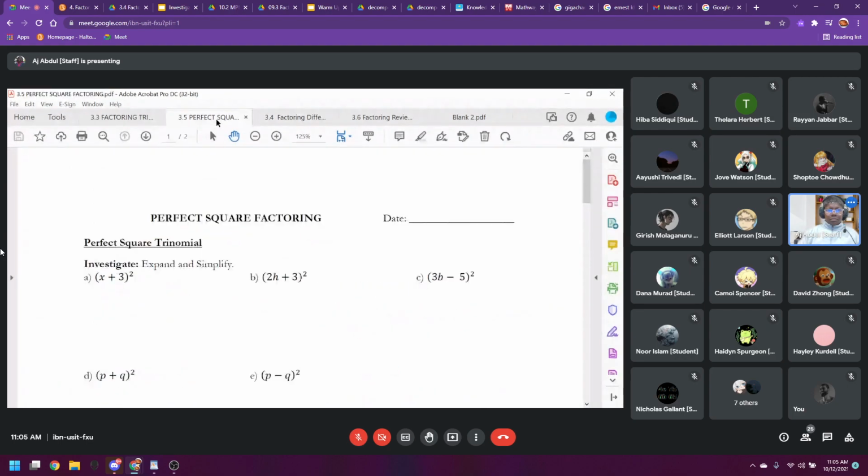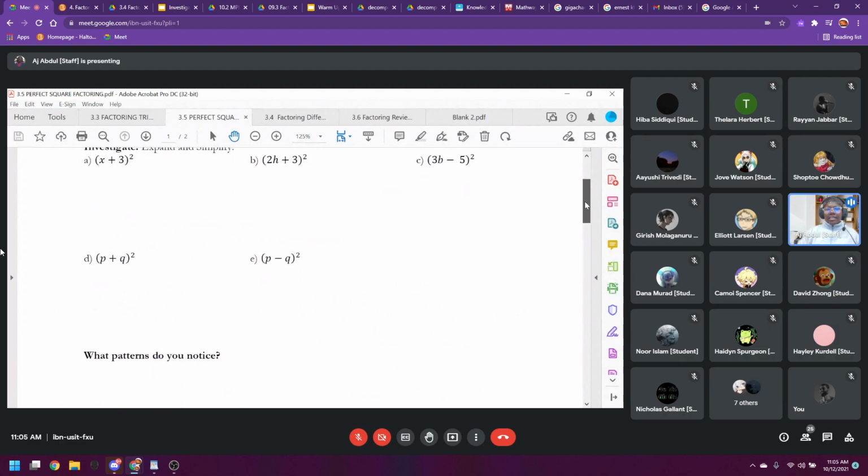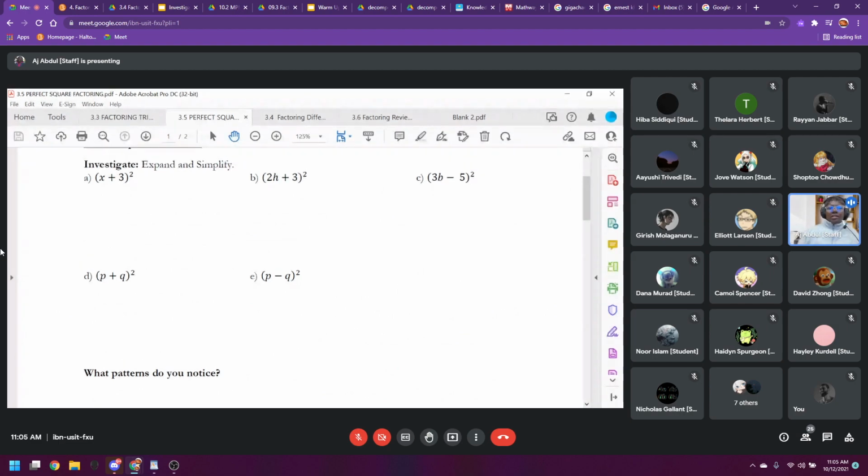So the last one is a perfect square, and that is when both binomials are exactly the same. That is a perfect square trinomial. If we expand this, we already learned how to expand and simplify that. It means we write it twice. If I write this twice, I'm going to get x squared plus 3x plus 3x plus 9. X squared plus 6x plus 9.